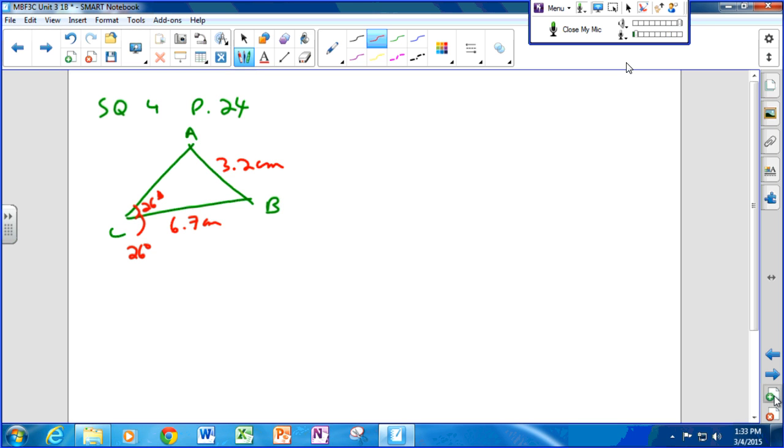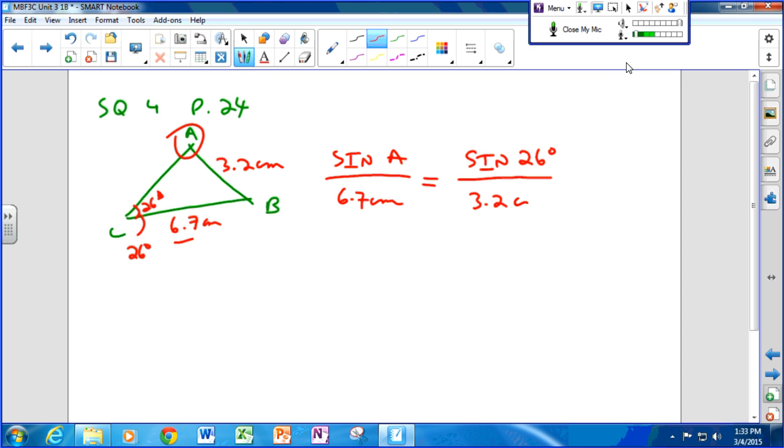So that's our situation, and we're being asked to find A. So that's what we want to find. So we can say sine A over the opposite, so it's 6.7 centimeters, equals, now all we need is another angle and its opposite side, and we already have that, the sine of 26 degrees over 3.2 centimeters. All right, I think we have everything. So we're trying to find sine A, so we're going to multiply both sides by 6.7 centimeters.